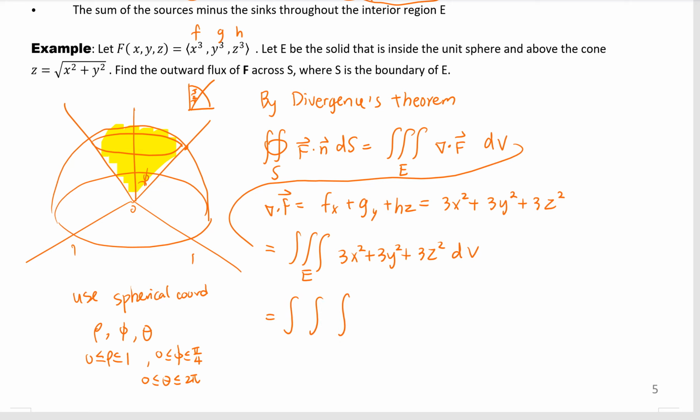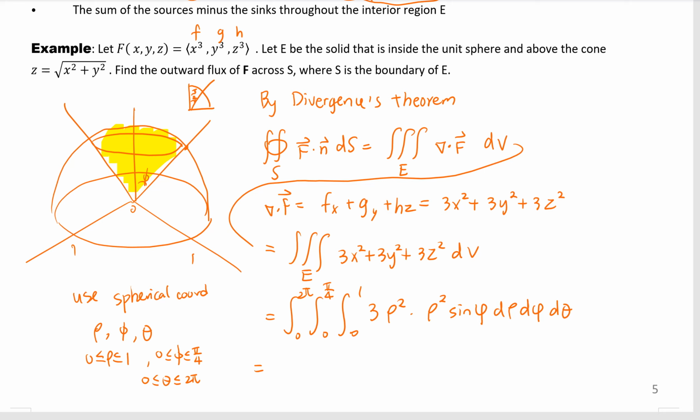Because they are all constants, the order doesn't really matter. And here, x squared plus y squared plus z squared is just rho squared. And what's dV, the volume differential? That's rho squared sine phi d rho d phi d theta. And rho is from 0 to 1, phi is from 0 to pi over 4, theta is from 0 to 2 pi.